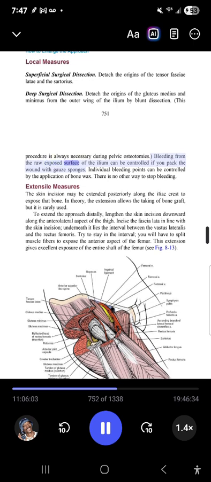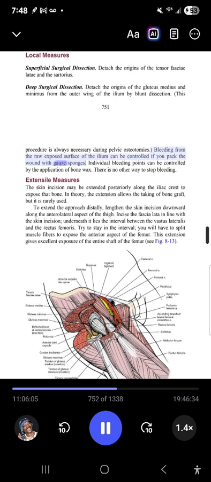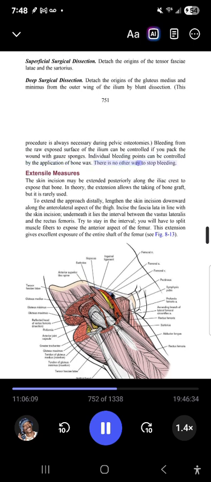Bleeding from the raw exposed surface of the ilium can be controlled if you pack the wound with gauze sponges. Individual bleeding points can be controlled by the application of bone wax. There is no other way to stop bleeding.